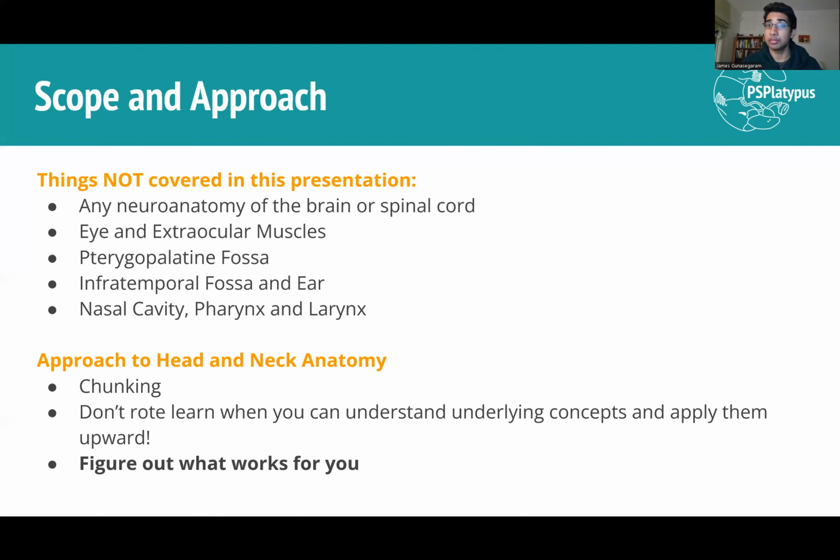At the same time, what worked for me, at least in terms of approaching head and neck anatomy, was to think about it in terms of chunking. So I would try and find something in terms of either space or function, some way to organize different elements together. I found that much easier than trying to remember everything at once, because you just can't. There's too much content. So I found it a lot easier to separate things into defined areas and then dive into each of those at a time and understand them in relation to each other. And I would discourage you from rote learning stuff.